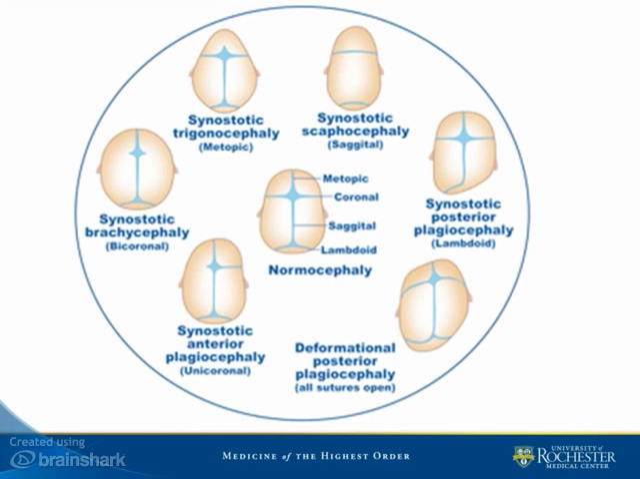Craniosynostosis is the premature closure of skull sutures. When it affects the calvarial sutures, you get an abnormal skull shape. When it affects the skull base sutures, you get mid-face and orbital abnormalities.